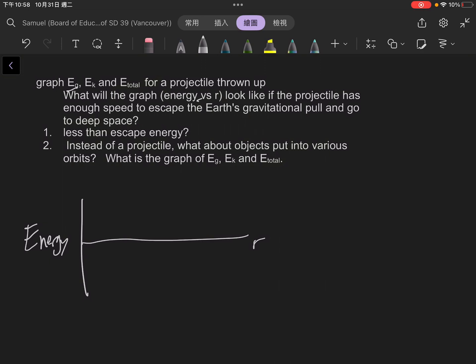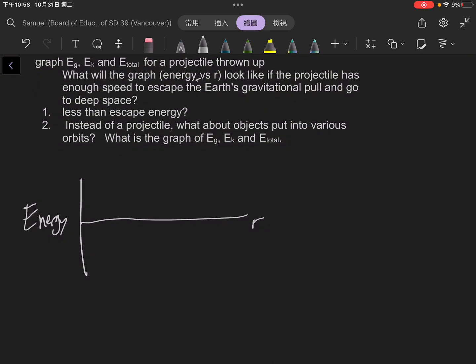The easiest part of this question will be the EG part. That's because we know the equation for EG. It will just be negative GMm divided by R. Since R is being divided, the higher the R is, the smaller the energy will be. So the graph will look something like this, approaching zero when R gets too large.